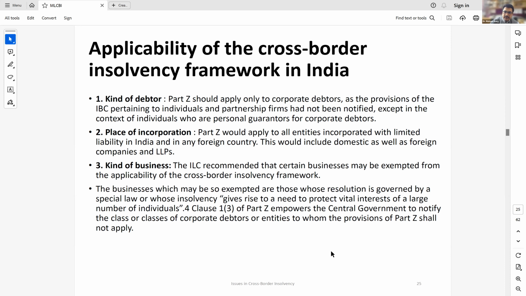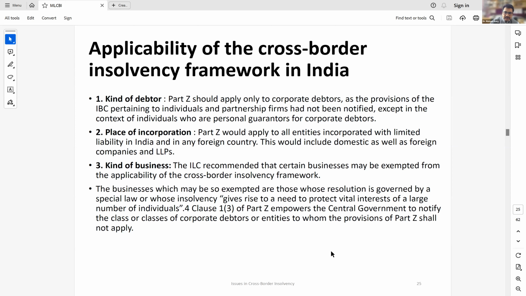This would include domestic as well as foreign companies and the LLPs. Kind of business, the ILC recommended that certain businesses may be exempted from the applicability of the cross-border insolvency framework. And the businesses which may be so exempted are those whose resolution is governed by a special law, or whose insolvency gives rise to a need to protect vital interest of a large number of individuals.